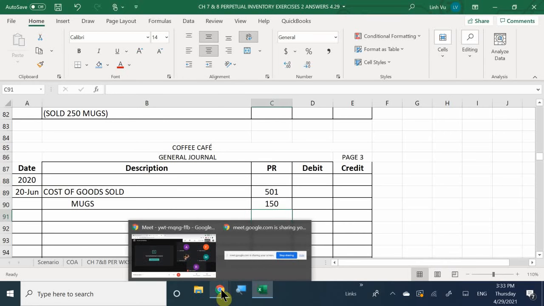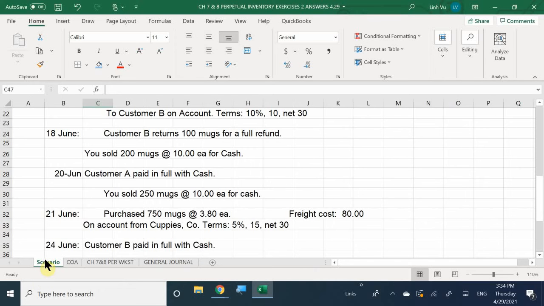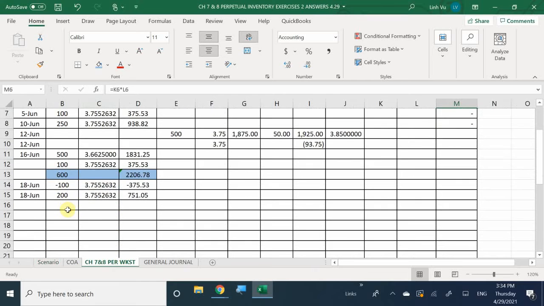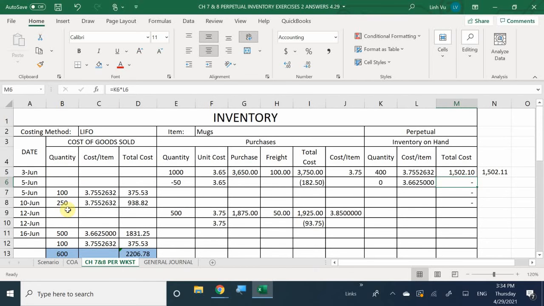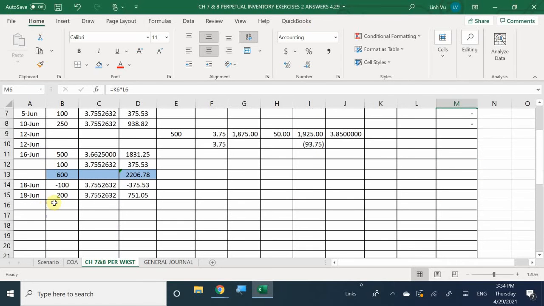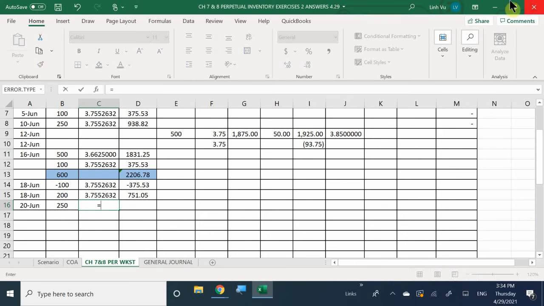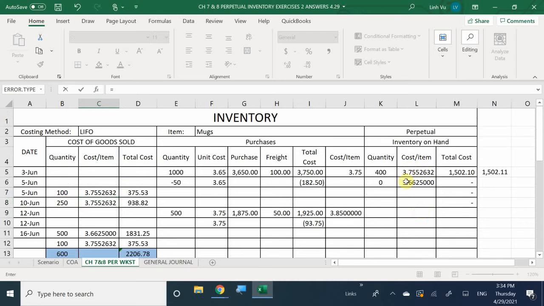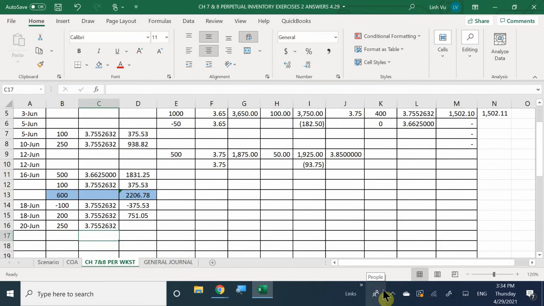Cost of goods sold is 501. Inventory is 150. So we sold 250, right? Yes. Okay. Let's take a look at our inventory on hand. Do we have enough to cover the 250 items? Yes, we do. So let's go ahead and solve for that portion. It is now 250. And this time, what's my cost per item? I only have one batch. 3.75526.